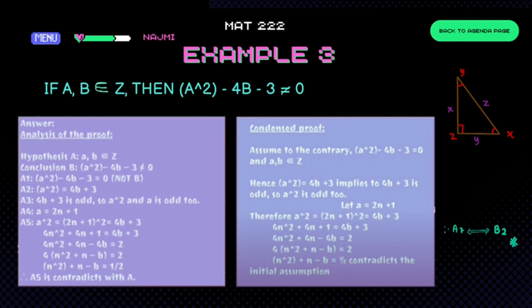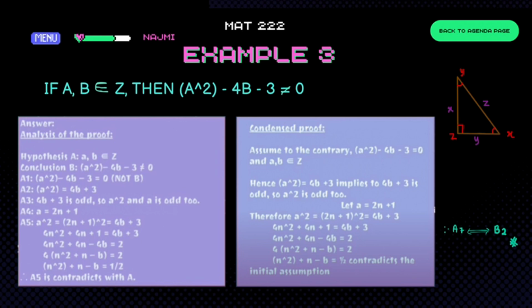4n squared plus 4n plus 1 equals 4b plus 3. 4n squared plus 4n minus 4b equals 2. 4 times n squared plus n minus b equals 2. And n squared plus n minus b equals 1 over 2. This shows that A5 contradicts A.